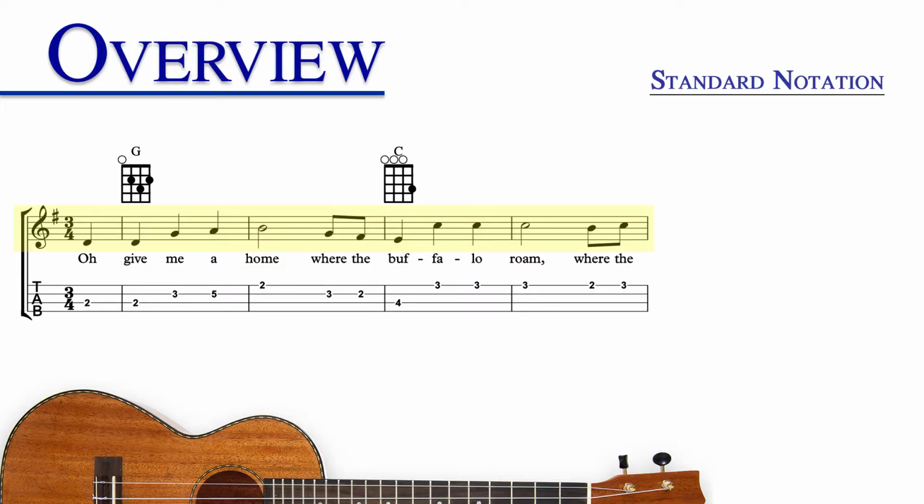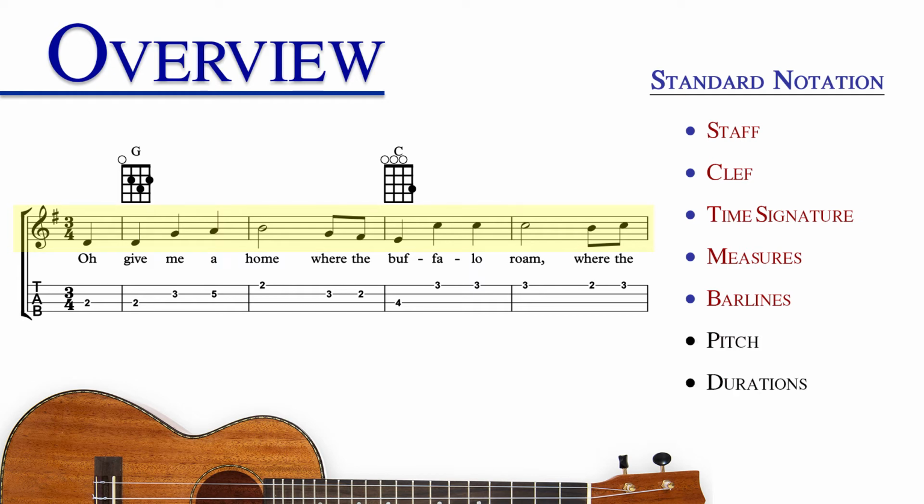This highlighted excerpt from Home on the Range is an example of standard notation and includes a staff, a clef, a time signature, measures, and bar lines. Standard notation also uses notes to show pitch and rhythmic durations, in addition to key signatures that indicate what key the song is in, but these will be addressed in the next video.